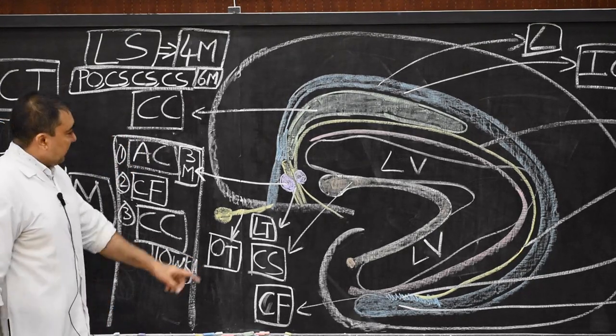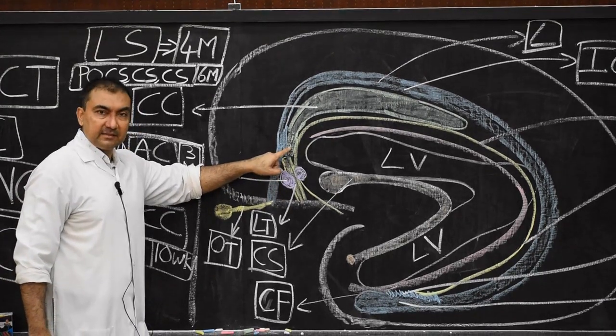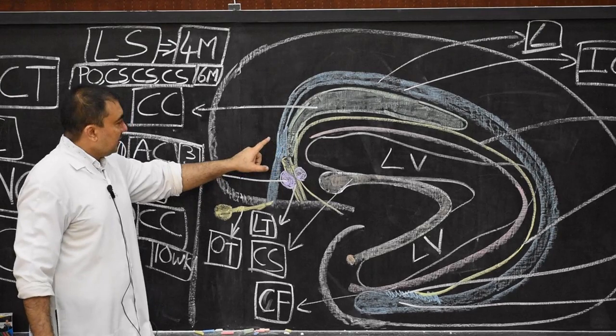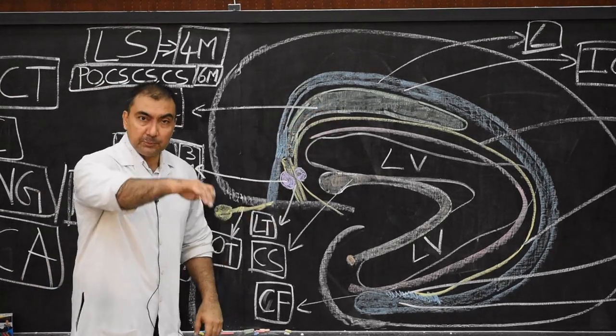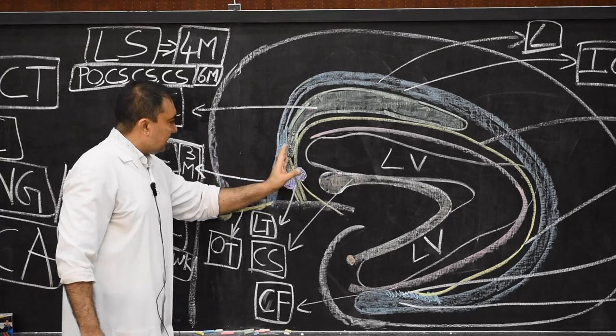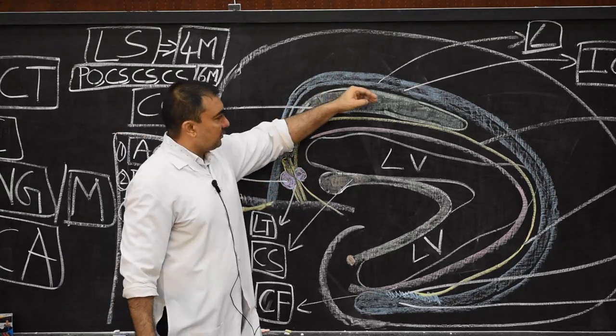Second point, this corpus callosum will develop dorsal to the lamina terminalis. Third point, it will then progress rostral to the fornix. Fourth point, this corpus callosum initially will pass anteriorly and then it will pass upwards and backwards.